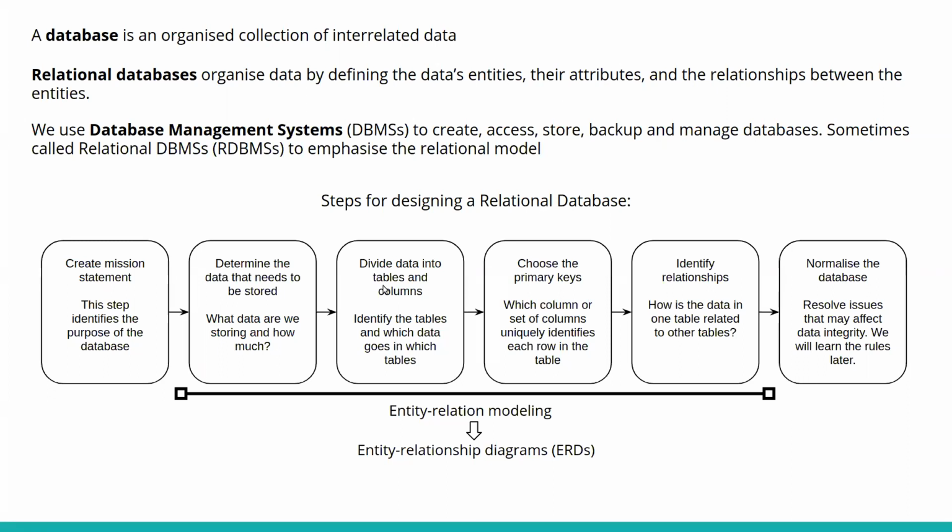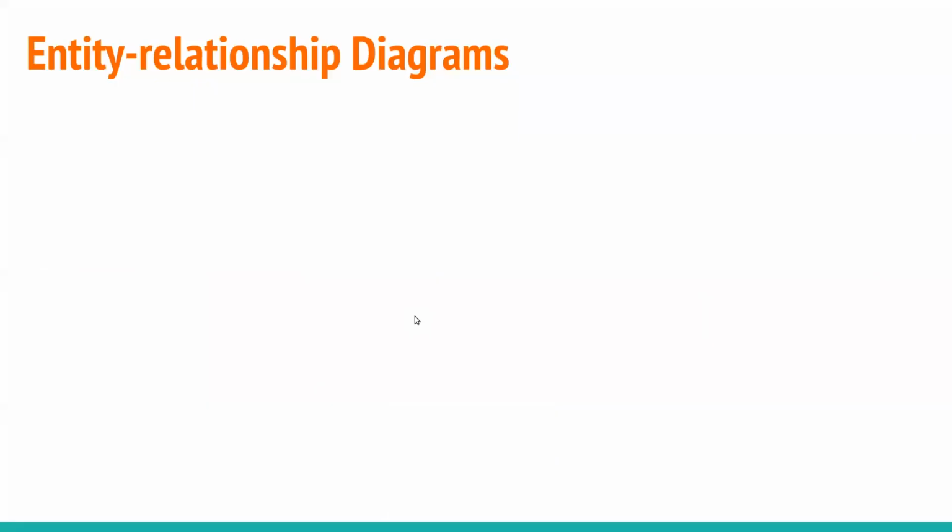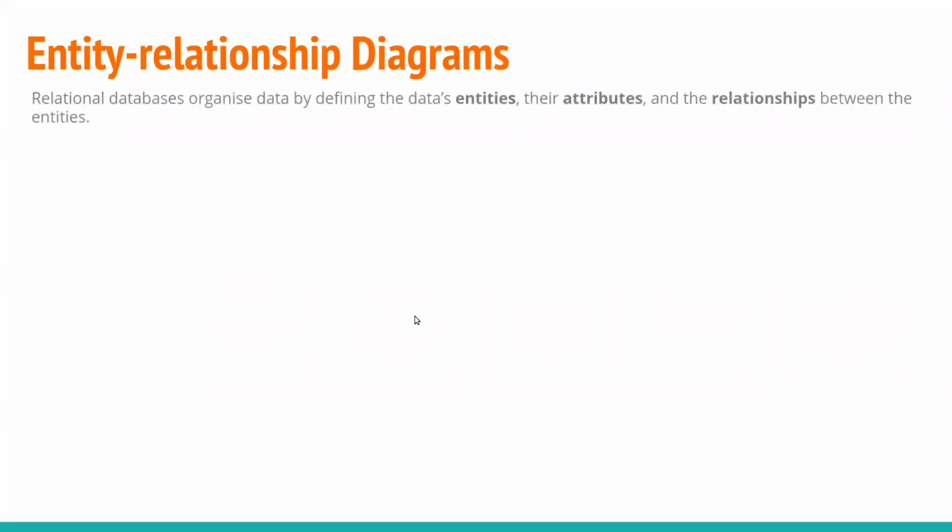So these 4 steps: determining what data we need to store, dividing the data into tables and columns, choosing primary keys, and identifying relationships can be done with pictures, which is great. So entity relationship diagrams, that's what we have to learn about now.